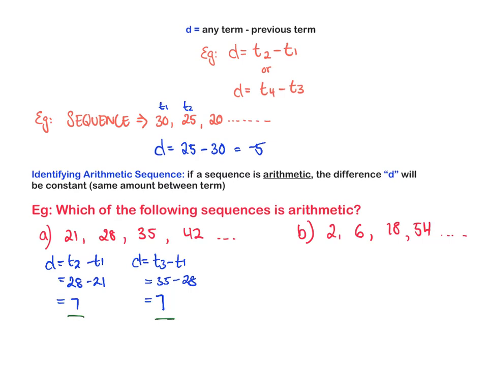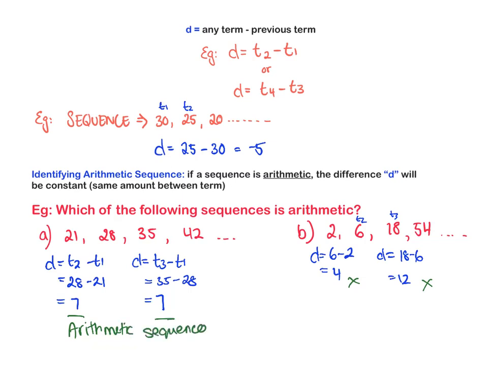Now, if we test the next one, we'll have a look. If I did, the difference was 6 minus 2, that would be 4. And then if I do 18 minus 6, because this could be T3, T2, well, that equals 12. They're not the same, are they? So that one is not. So this one's an arithmetic sequence, and the other one is not. So I might say yes and no for that one.